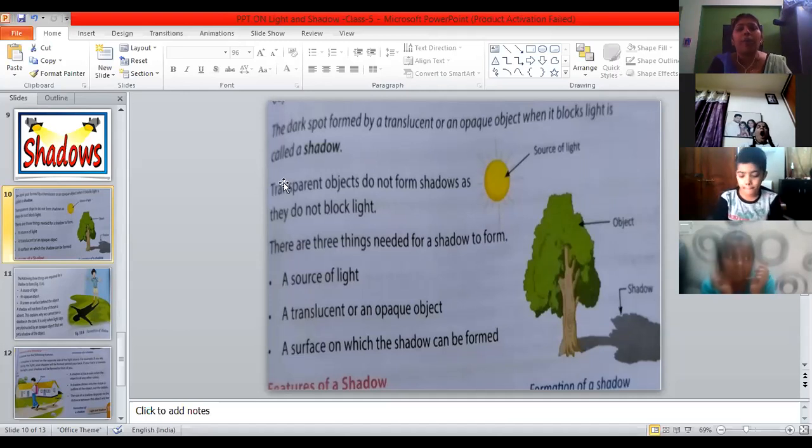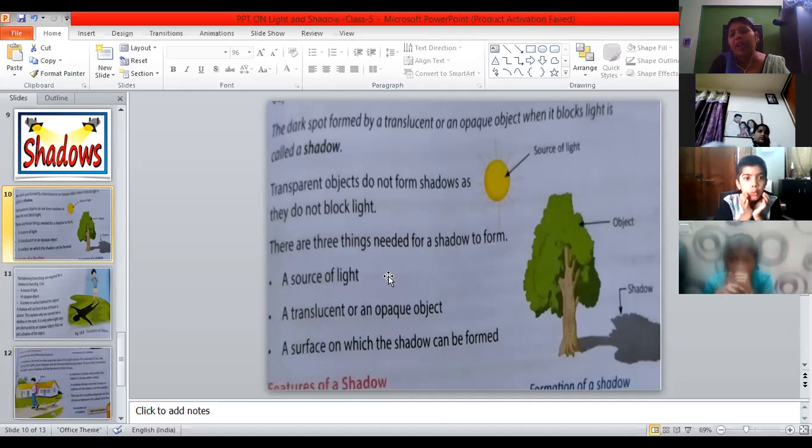Okay. So transparent objects do not form shadows as they do not block the light. Why are they not forming a shadow? They are not blocking the light. And what things do we need to form a shadow? We need a source of light, a translucent or an opaque object, and a surface on which the shadow can be formed. For example, you want to form a shadow.